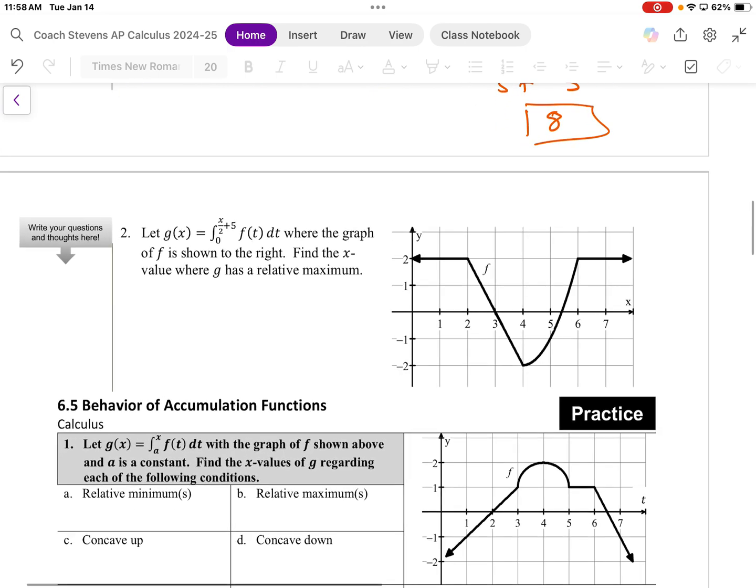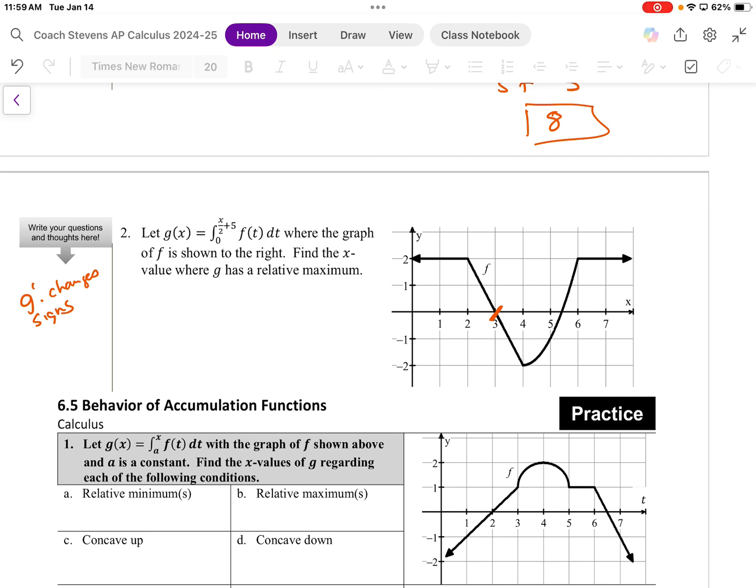So last one, last practice problem here. It says, let g of x equal the integral from 0 to a function of f of t dt, where g is the graph shown to the right. Find the x value where g has a relative maximum. Okay, so again, relative max is when g prime changes signs. So where do I change signs? Yeah, 3. All right, this is where I'm changing signs again.